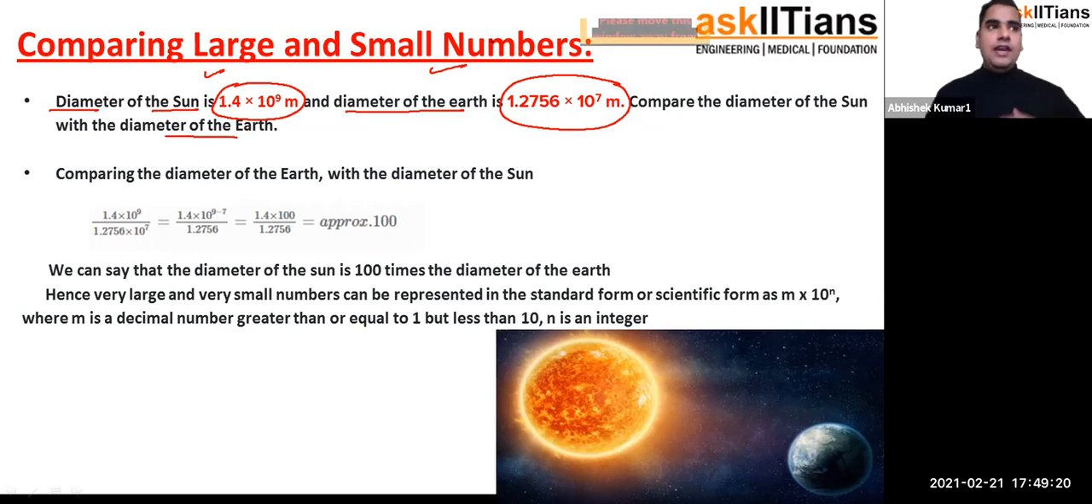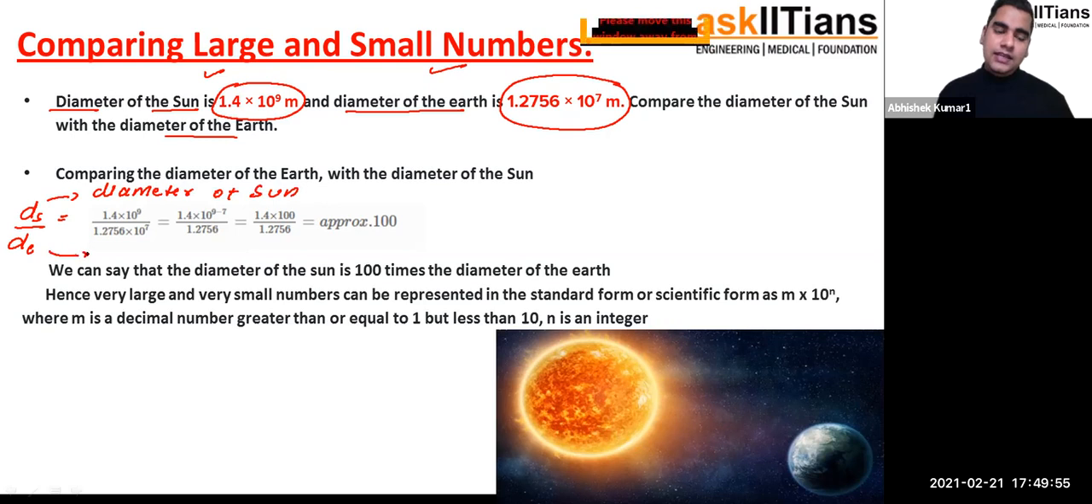We need to compare, and it's not only about comparison, you have to extract some result out of that, or tell what that comparison tells us about the sizes of the sun and the earth. To compare, we divided the diameter of the sun, which I'm going to denote by ds, by the diameter of the earth, which is de.